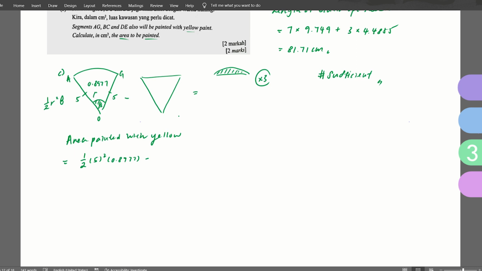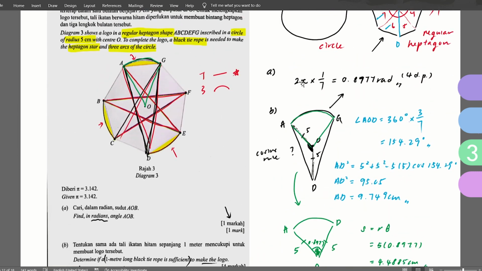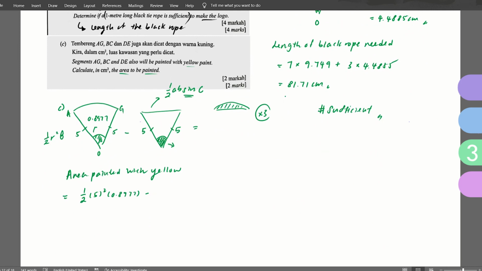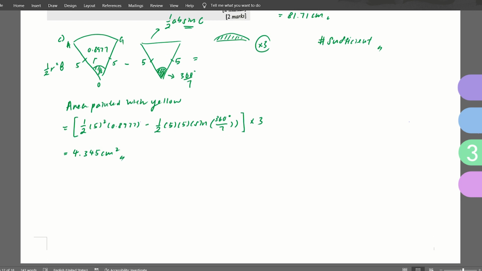Minus off the area in this triangle from chapter 9, 1 over 2 AB sine C. So the lengths here are 5 and 5, and here we already found the angle, but the problem is it's from radian, so we need to find the degree format because we have sine here. So here we just need to change 2 pi to 360 degrees and divide by 7. So here you will get 4.345 cm squared. And with that, we have completed this question.